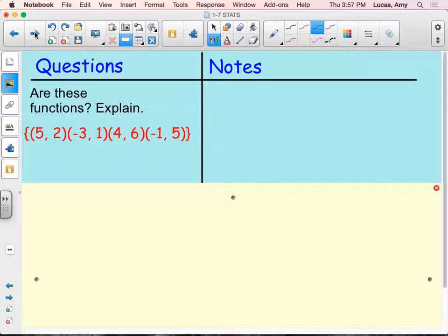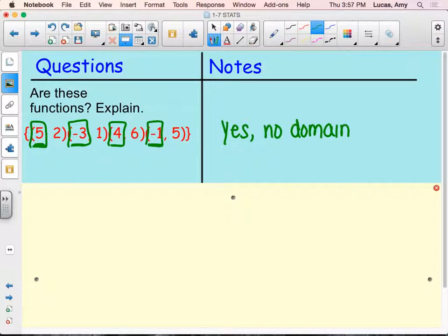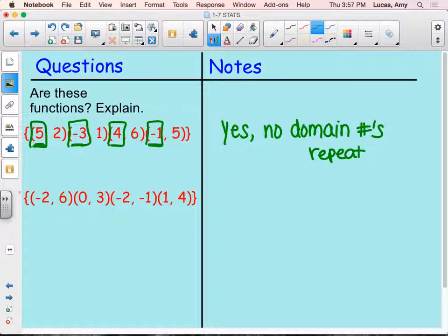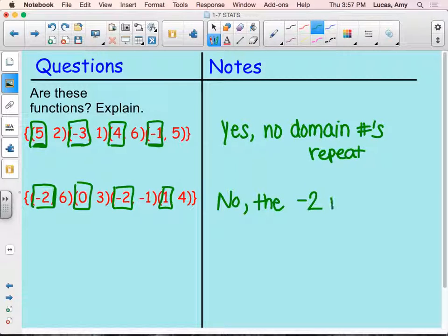Okay, next, ordered pairs. Look at the domain and only the domain. So first number in every ordered pair, are they all different? Yes. So this is a function. So no domain numbers repeat. And the last one, -2, 0, -2, 1, no. The -2 repeats in the domain.